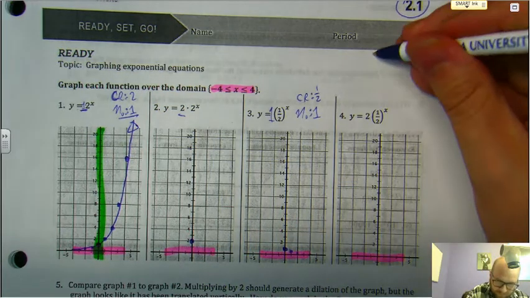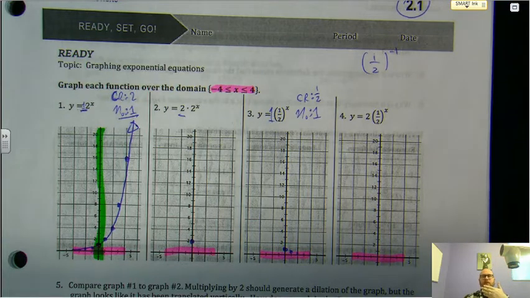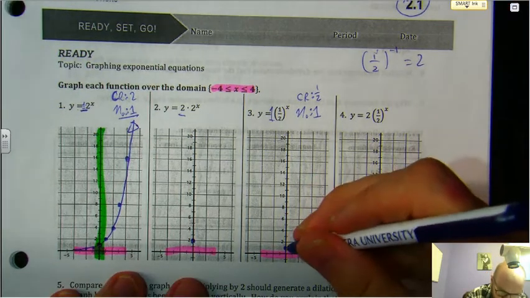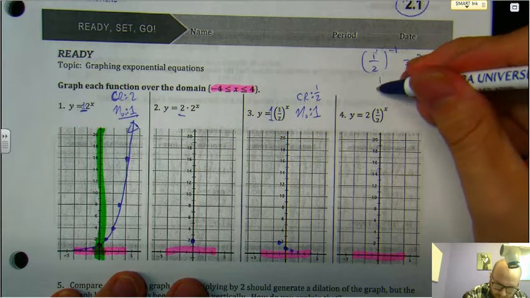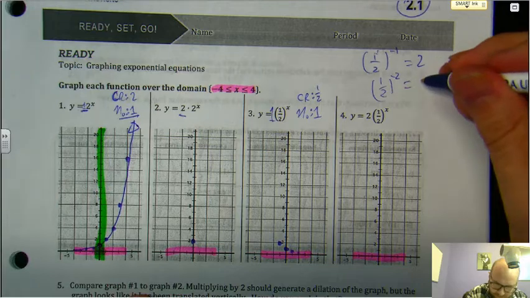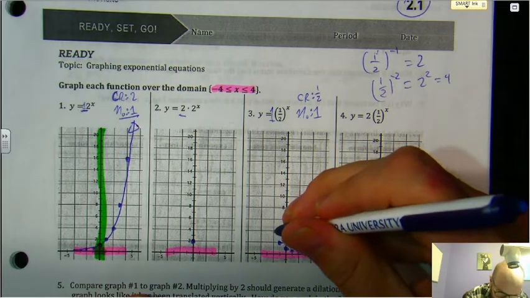Well, think of it this way, 1/2 to the -1 power. We know that when we take something to the -1 power, we flip the numerator and denominator. So if we flip the numerator and denominator here, that's going to be 2. Okay. What about 1/2 to the -2? Well, I'm going to flip it, so it's going to be 2 squared, or 4. So that's going to be 4.